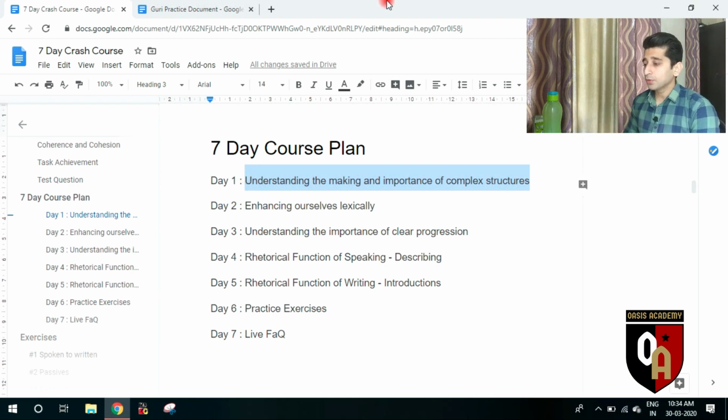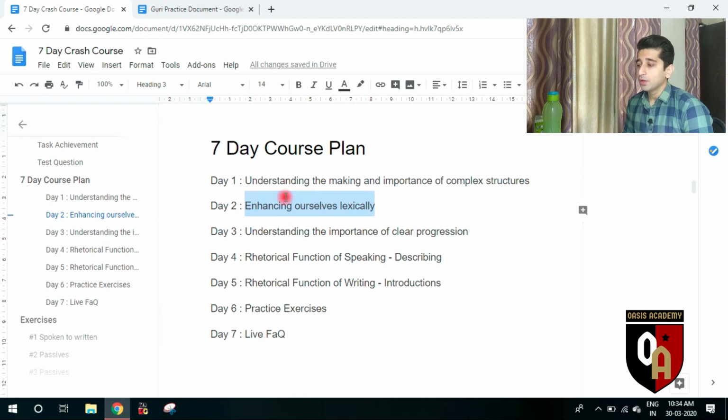Day two is to improve ourselves lexically. Now, most of the time we learn lexical wrong, because what we do is try to memorize words, which is certainly not the best way to learn vocabulary. So in this we are going to discuss how we can improve, and I would be sharing some resources with you, which can help you in the future as well.